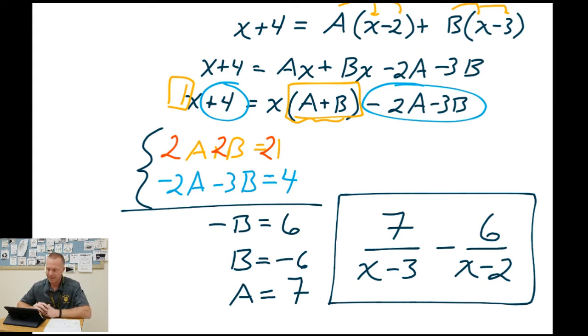Pretty neat, eh? Okay, there really wouldn't be any way to figure this out by brute force. Who's going to come up with a 7 and a negative 6 just by staring at that original problem? Well, most people would say they can't.